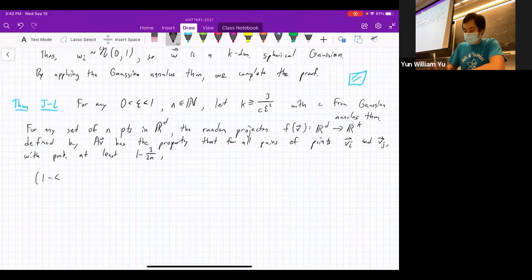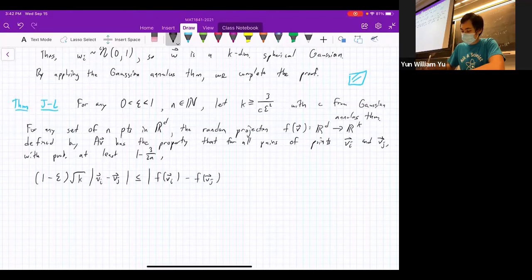So I'm going to write that out, but basically all I'm saying here is that all the distances are preserved to within a factor of epsilon and root k. Sorry, it's a lot of writing. But basically all this is saying is that we're preserving all the pairwise distances with high probability.